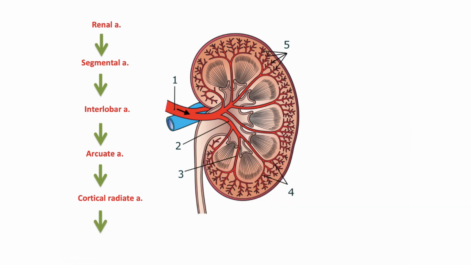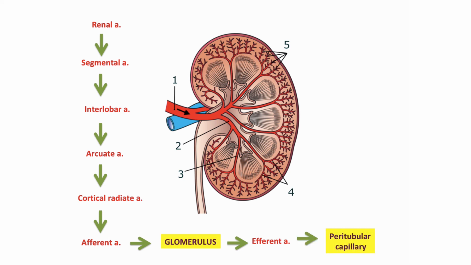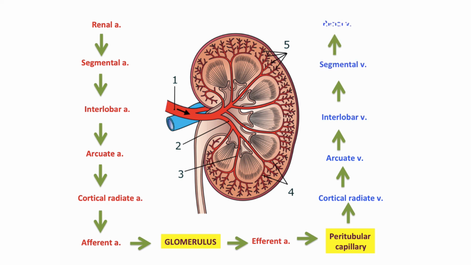From the cortical radiate arteries, it moves into the afferent arteriole, which provides blood to the glomerulus. From the glomerulus, the blood proceeds into the efferent arteriole, and then that turns into the peritubular capillary. At this point, the blood needs to return to the inferior vena cava, and it does so in the following fashion. From the peritubular capillary, the blood moves into the cortical radiate vein, then to the arcuate vein, interlobar vein, the segmental vein, and the renal vein.